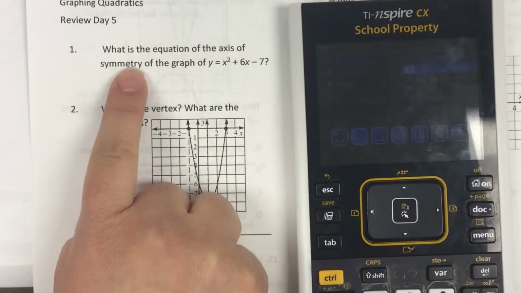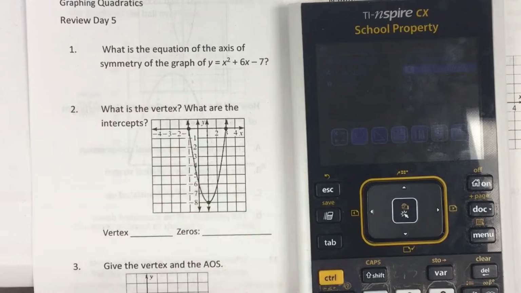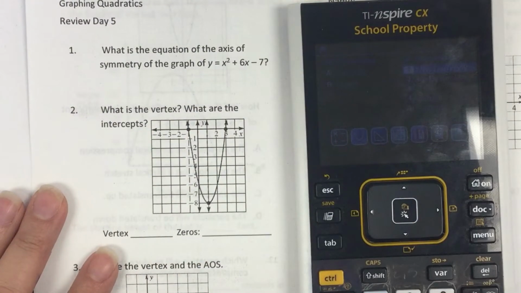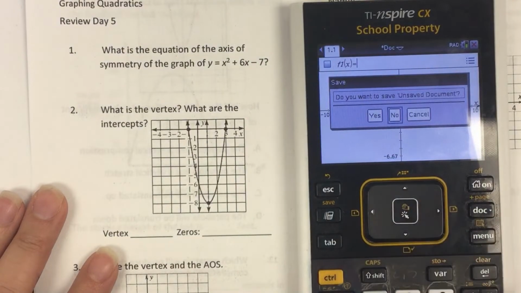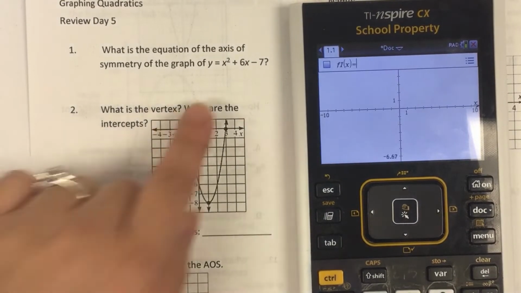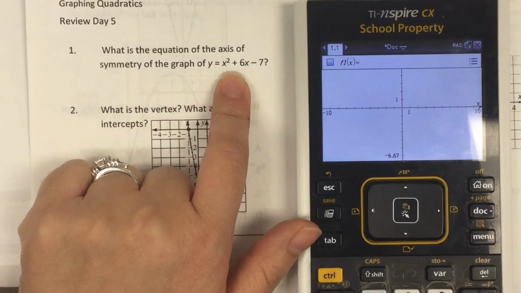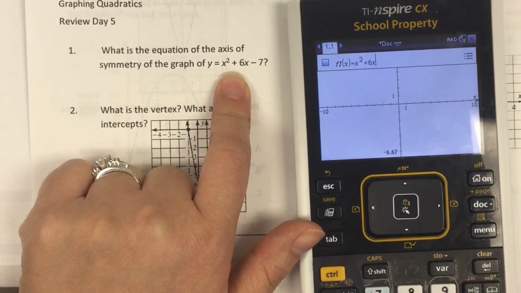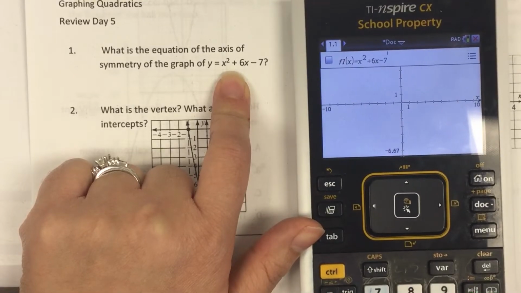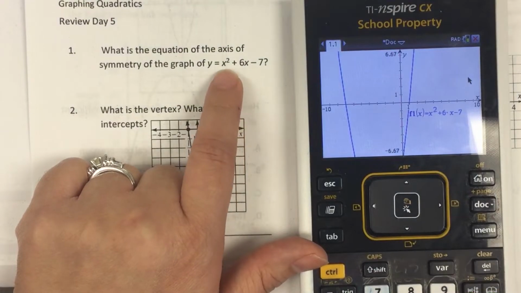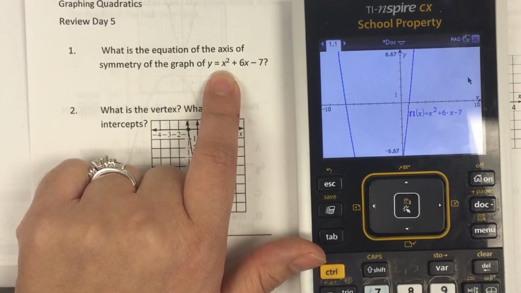So in the first question, it's asking us for the axis of symmetry, and we're given an equation in standard form. Because I have an equation, what I want to do is go ahead and graph this. So I'm going to go under graphs, and I only need to type what is after the equal sign. Once I graph it, I can see my parabola. It's opening upwards, which makes sense because my A value is positive.